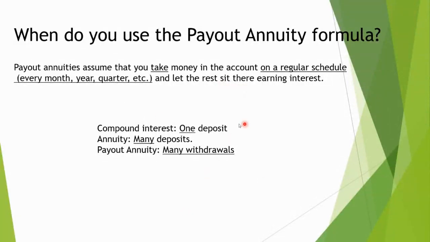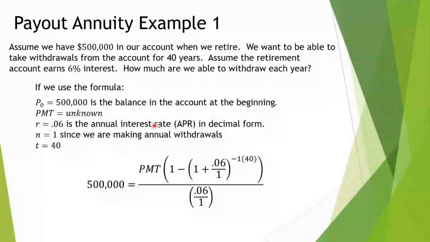There's actually another one for loans, and we won't get to it today. So how do you know when to use which one? This one, the payout annuity, is when you have many withdrawals. The savings annuity is when you have many deposits. Here, we're going to have many withdrawals. Okay, so that's good. Let's do an example. And actually, before the exam, I should say this. We will be able to use our TVM solver, as you'll see.